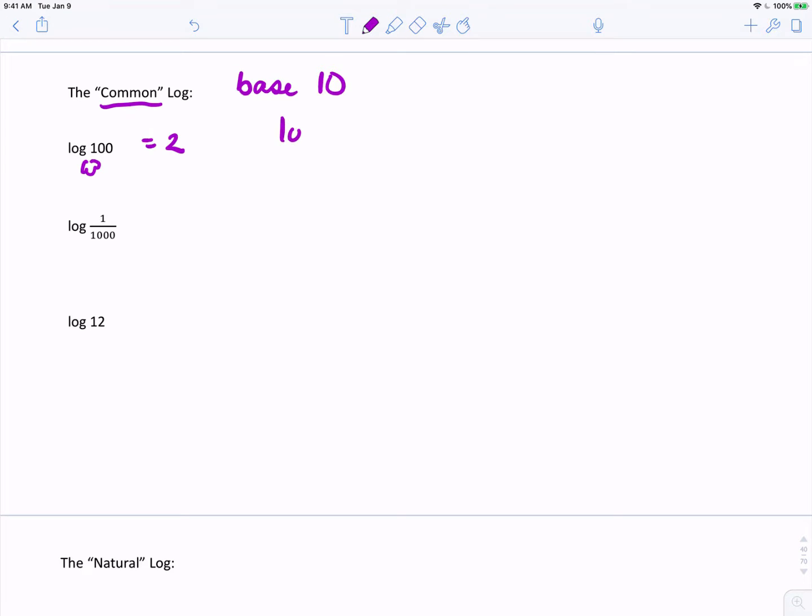Why is that? Because what is log of 100 equal to? If we do what we were doing in the previous section, even though there's nothing written here as a base, it's understood that the base is 10. So 10 to what power is 100? Oh, that would be 10 to the second power. So log of 100 is equal to 2.